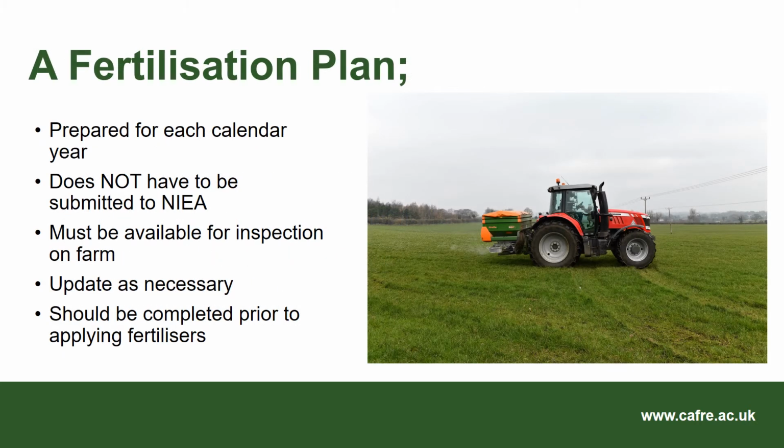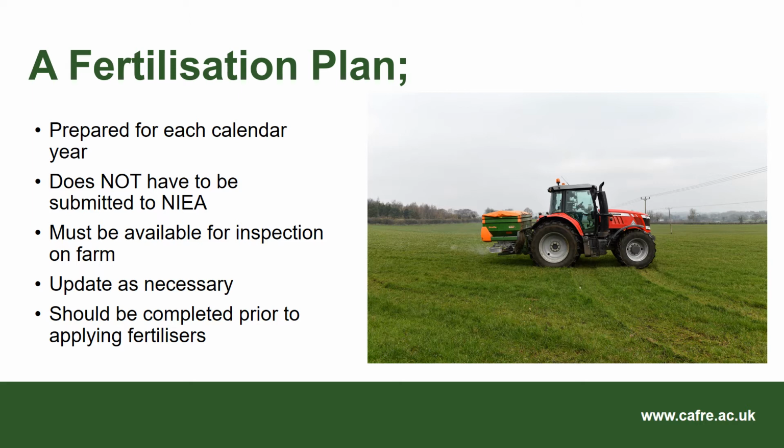A fertilisation plan must be prepared for each calendar year and kept up to date during the course of the year. This plan does not have to be submitted to the Northern Ireland Environment Agency, however it must be available for inspection on farm. If there are any changes to the planned application of manures or chemical fertiliser during the year, the plan should be revised.